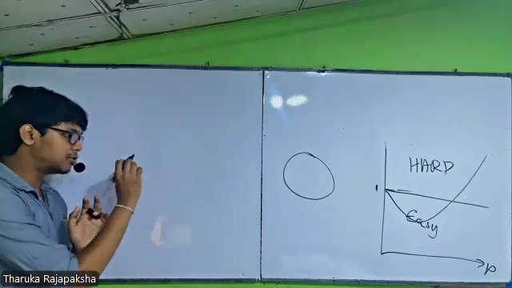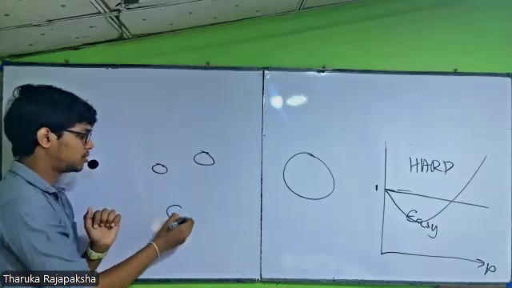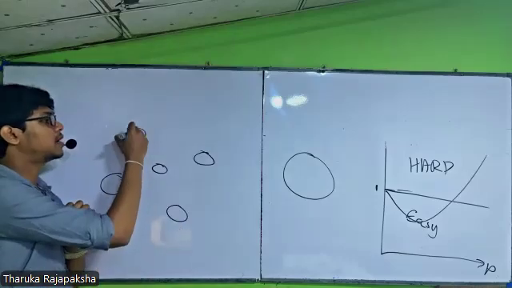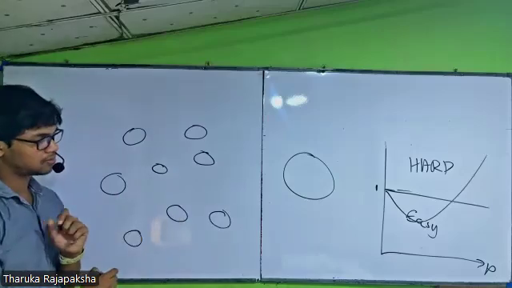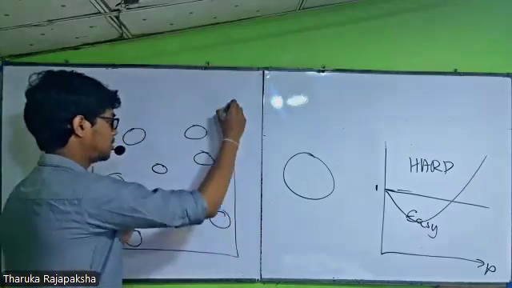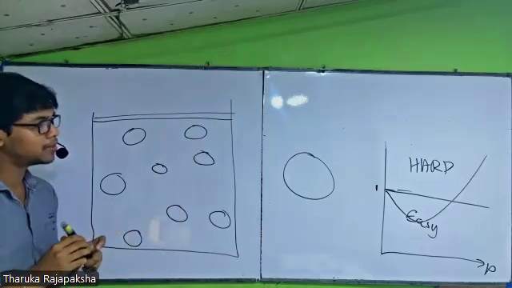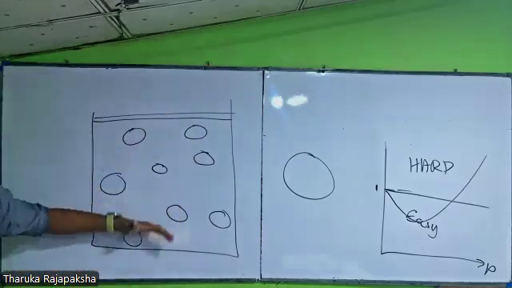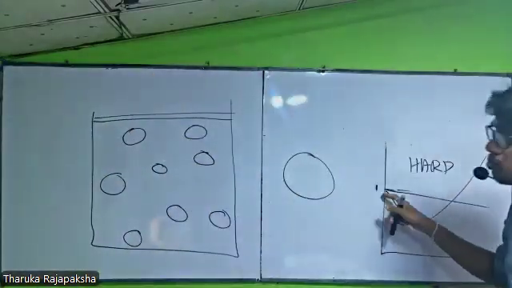I'll draw molecules like this. 1, 2, 3, 4, 5, 6, 7, 8. Okay. Now they are a little bit far apart. You can compress this, right? You can compress. There's enough space. Now it's easy, and it becomes more and more easier.